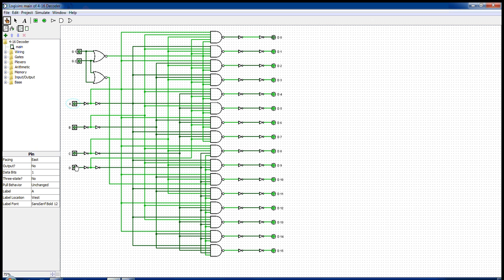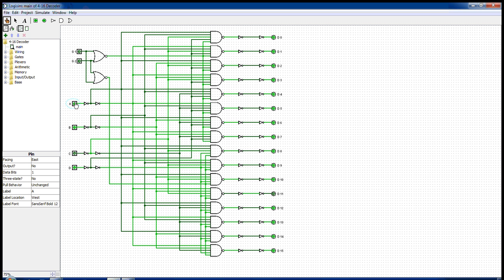Now, if we pass the input D as 1, the output D8 is 0. Again, if we pass the inputs A and D as 1, the output D9 is 0. Similarly, if we pass the inputs B and D as 1, the output D10 is 0. Again, if we pass the inputs A, B and D as 1, the output D11 is 0.